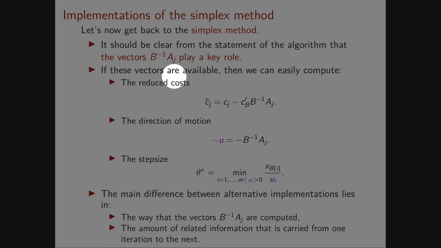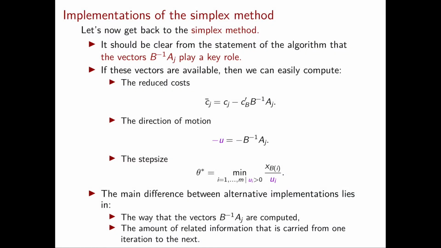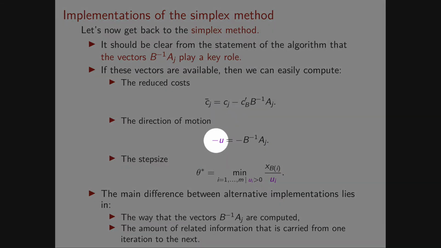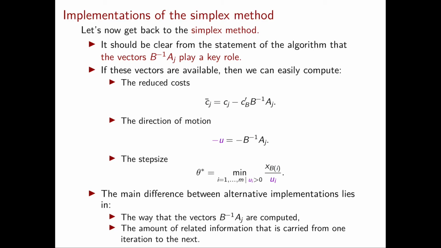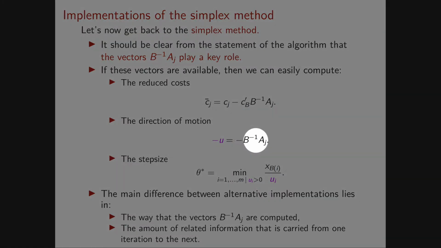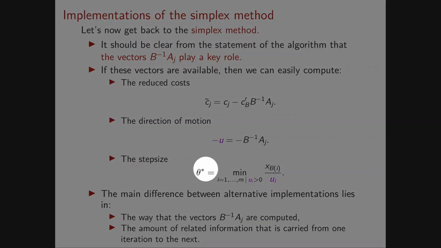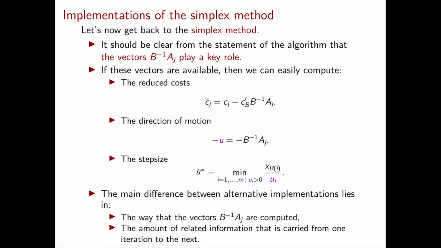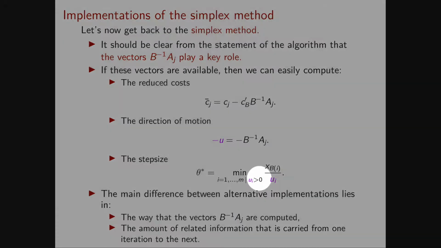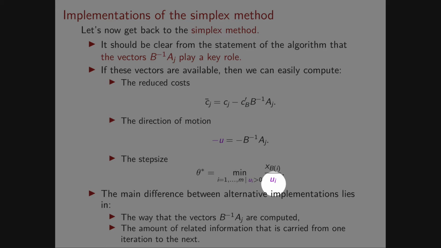First, they appear when we compute the reduced cost c bar j. In fact, here we have B inverse Aj. Then, when we compute the vector u or minus u, since the vector u is defined to be exactly B inverse Aj. Finally, B inverse Aj plays a key role also in the computation of the step size. Here, B inverse Aj appears implicitly in a sense because in the minimum we have in the denominator ui.